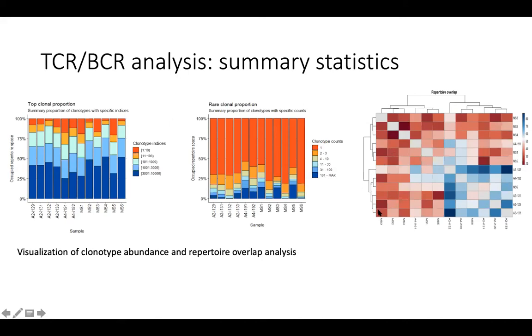We can also look across samples and see if samples share the same TCR CDR3 sequences. That is also very interesting when you're looking at immune responses. Are specific CDR3 sequences or antibodies recognizing the same antigen? That is also very useful when you're doing drug discovery studies, looking at immunogenicity of your antibody.